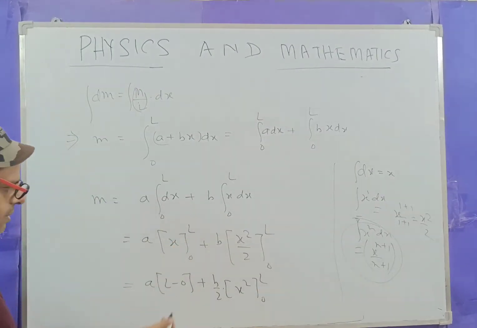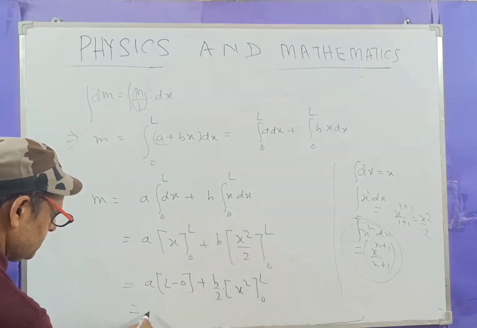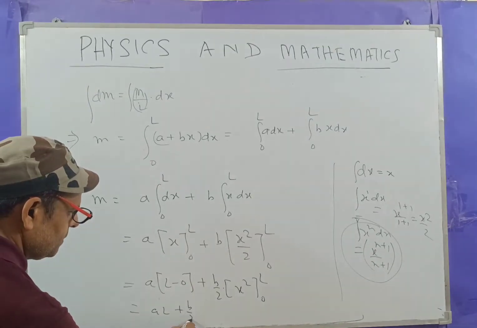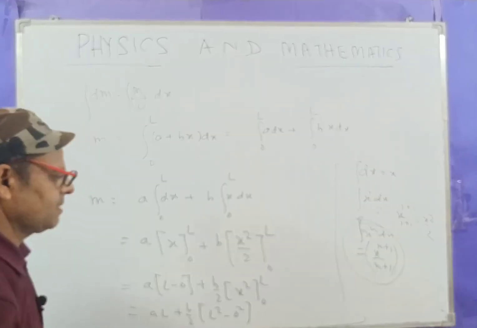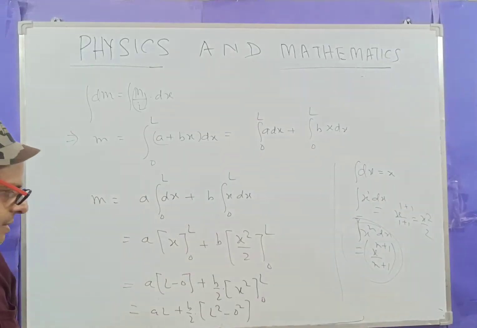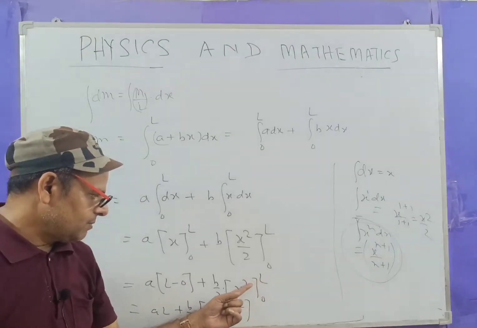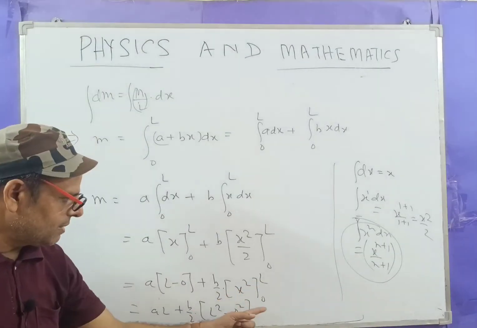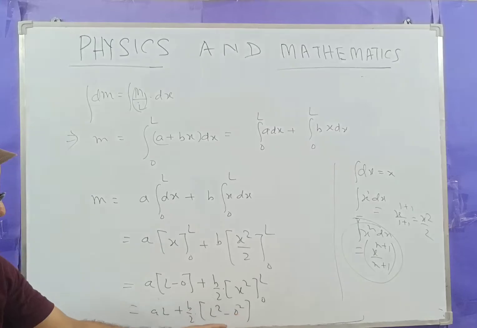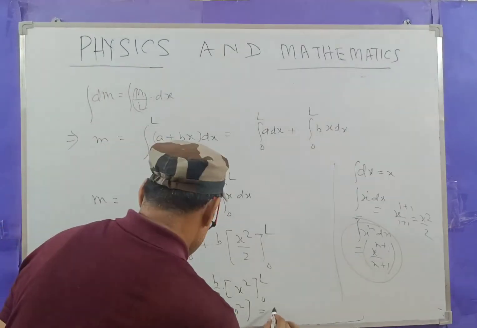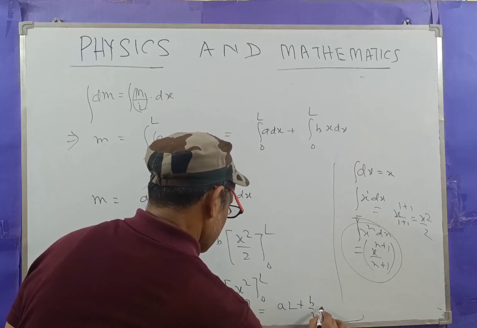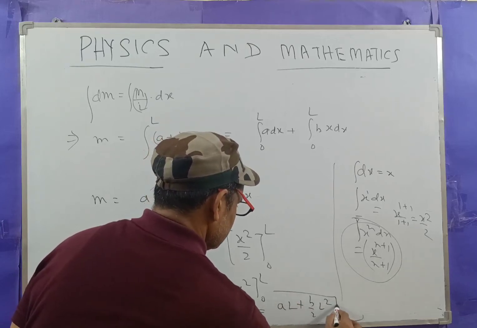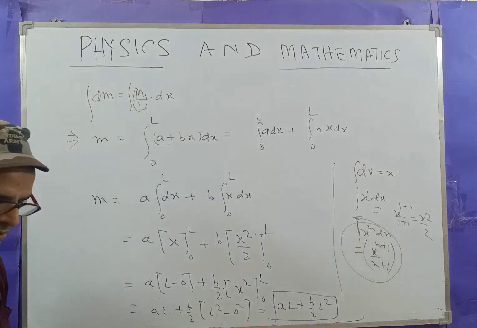Here we have put the value. This is AL, and you can put value here, x square, that is L square minus 0 square. As per the rule of definite integration, the value is upper limit at place of x minus lower limit at place of x. So its answer will be AL plus B by 2 L square. This is the mass of the rod.